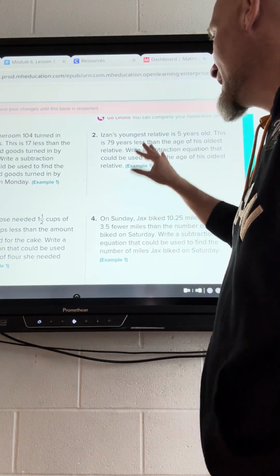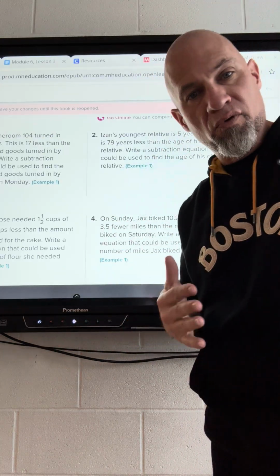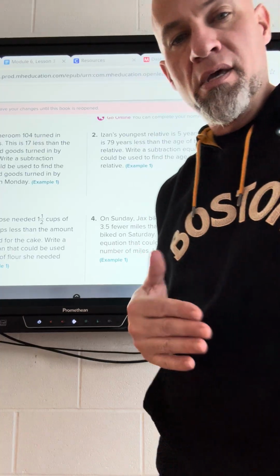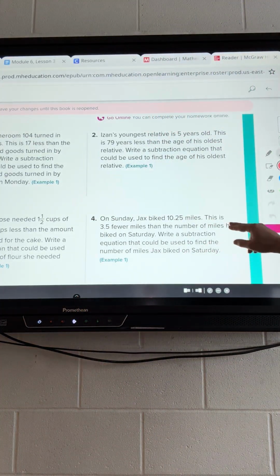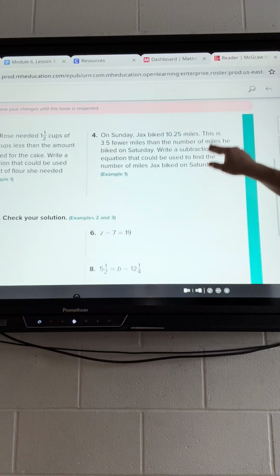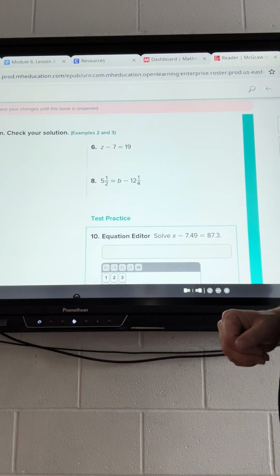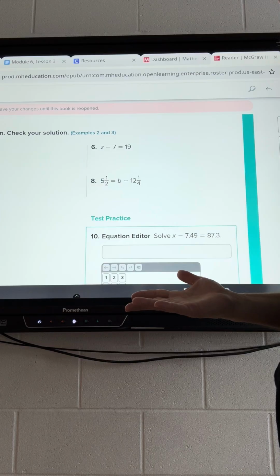All right, so again, they don't ask you to find the solutions for 2 and 4, they ask you to just come up with the equations, but if you'd like to do that extra work, okay. Now they do ask you for the solutions on the next ones.